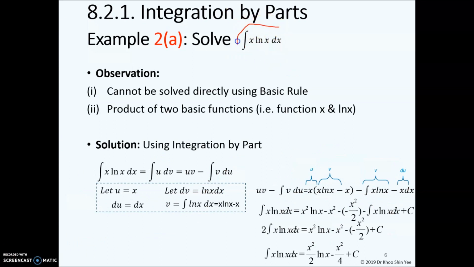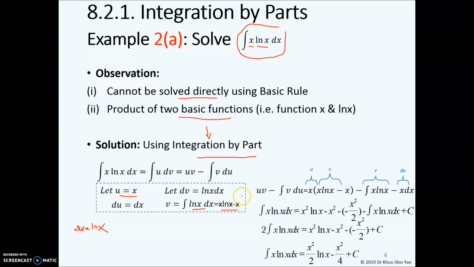We have a problem here to integrate x ln x. So in this case, we have two functions, and this cannot be solved directly using the basic integration rules. And these two functions are the product of two basic functions. Therefore, we can use integration by parts. In this case, we let u be x and dv be ln x. Where you can see integrating ln x will be much more difficult, where you get the result in this.